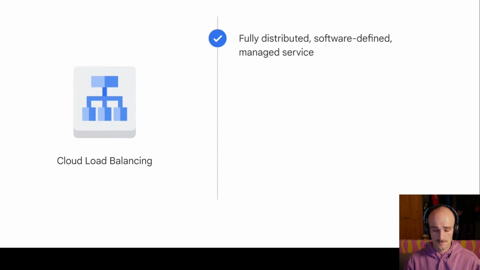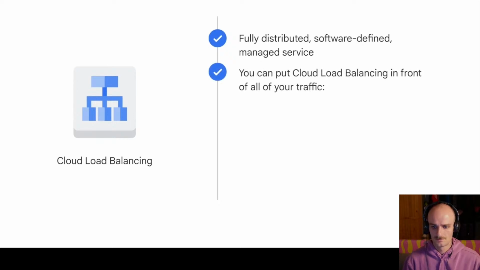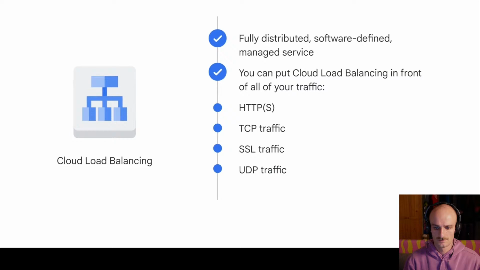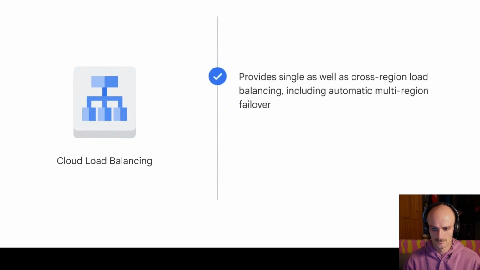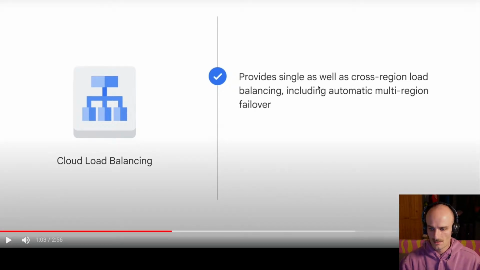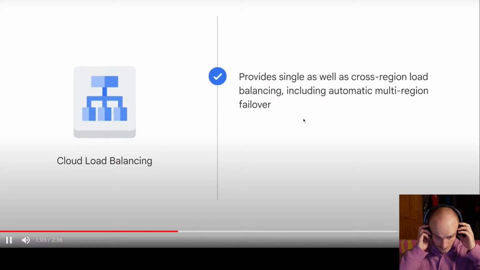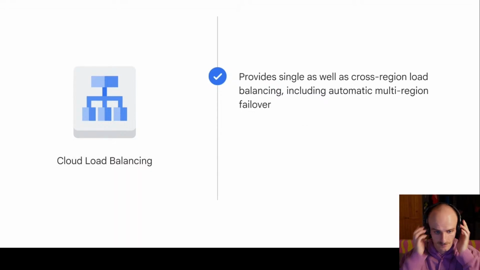Cloud load balancing is a fully distributed, software-defined managed service for all your traffic. And because the load balancers don't run in VMs that you have to manage, you don't have to worry about scaling or managing them. You can put cloud load balancing in front of all of your traffic, HTTP or HTTPS, other TCP and SSL traffic, and UDP traffic too. Cloud load balancing provides cross-region load balancing, including automatic multi-region failover, which gently moves traffic in fractions if backends become unhealthy. Cloud load balancing reacts quickly to changes in users, traffic, network, backend health, and other related conditions.